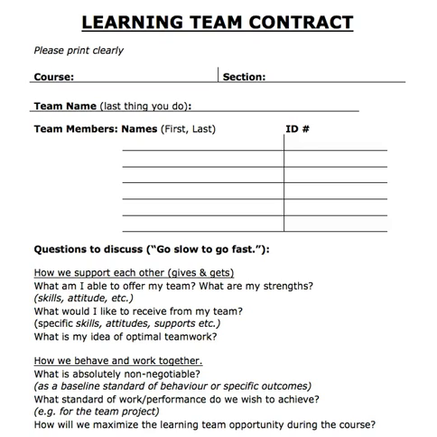In the first section, we have questions around how we can support each other. So what am I able to offer my team? What are my strengths? What would I like to receive from my team? In other words, what skills, attitudes, or supports would you like from your team and teammates? And what is my idea of optimal teamwork?